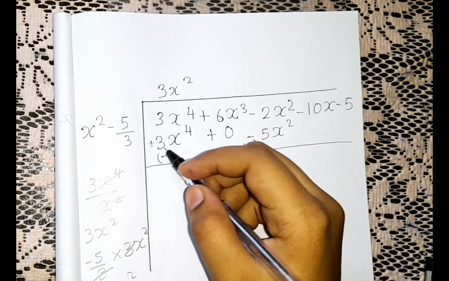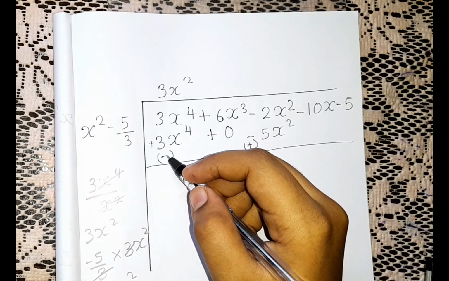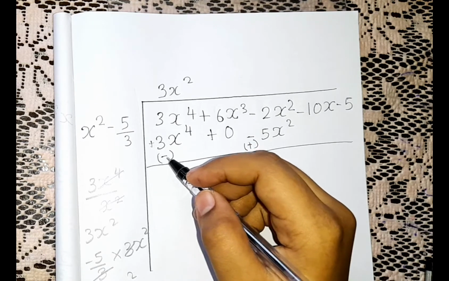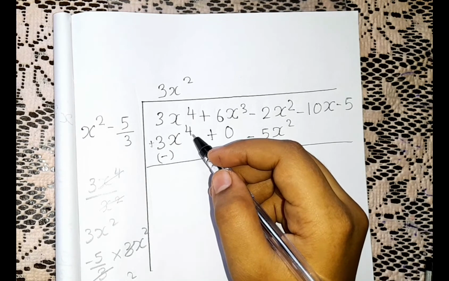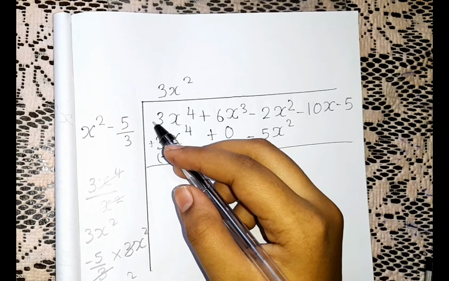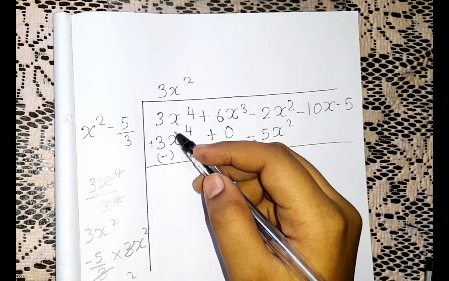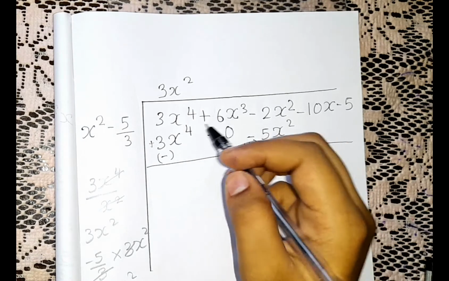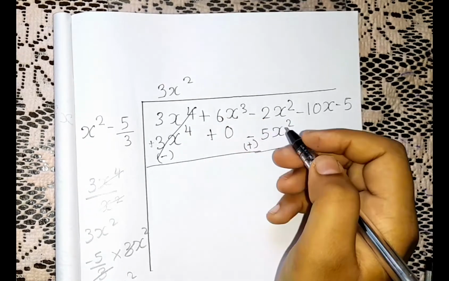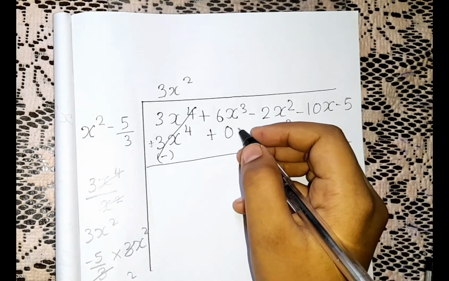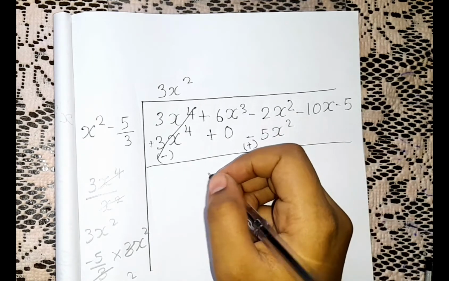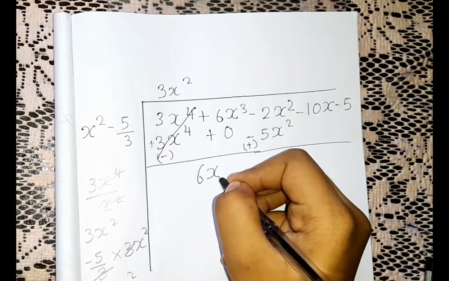Here 3x power 4 has got a new sign, that is minus, so it is minus 3x power 4. Minus and plus is minus. So when we subtract 3x power 4 minus 3x power 4, we get 0, so we can just cancel it. Here we have 6x cube, and we can just write that as it is, 6x cube.